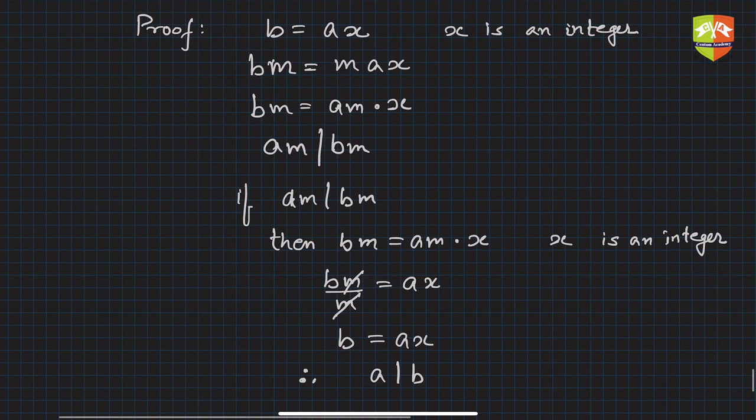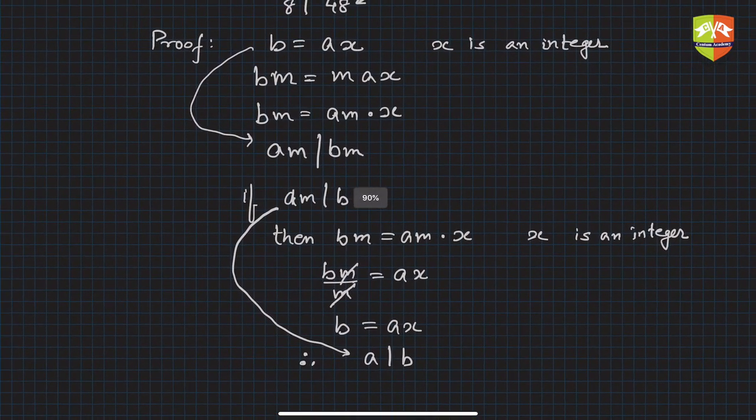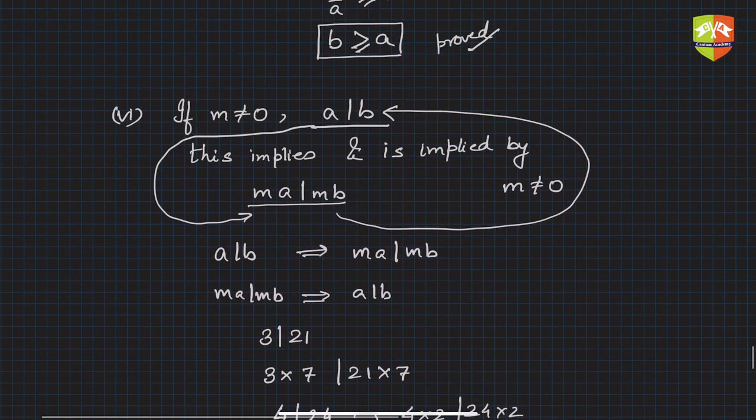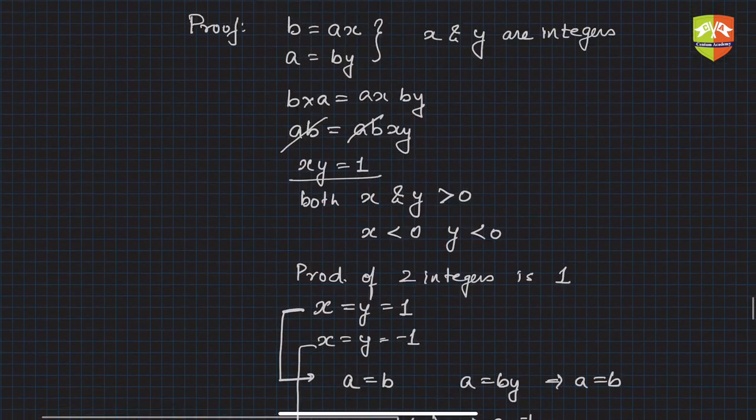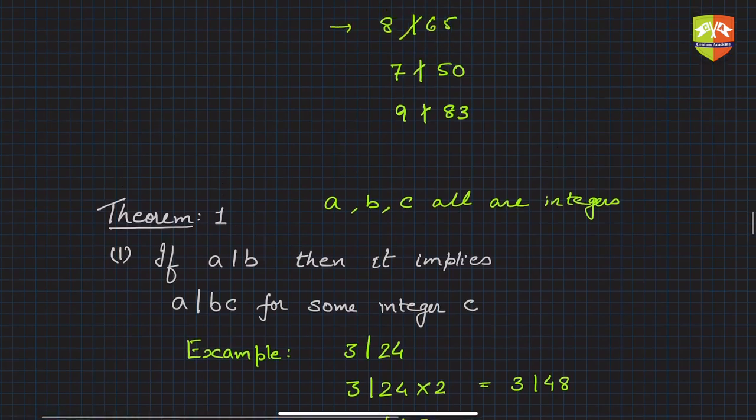So both ways it's true. That means if A divides B, then AM divides BM, and if AM divides BM, then A divides B. So this is what the 6 subparts of this theorem are. I would recommend that all of you jot down these results at least at one place, so that it becomes easier for you to solve problems.